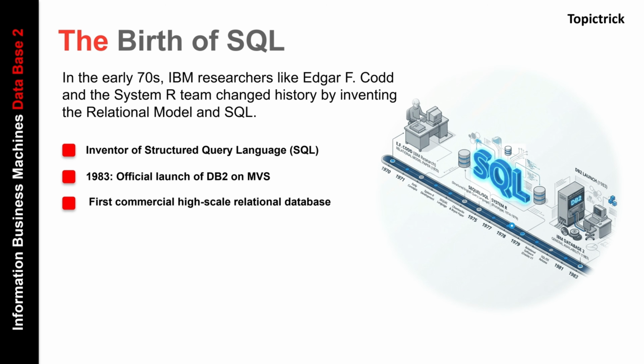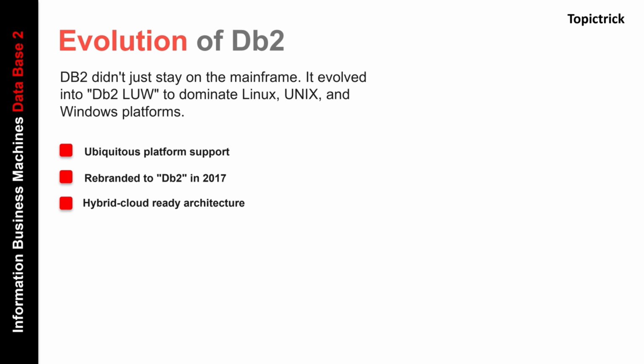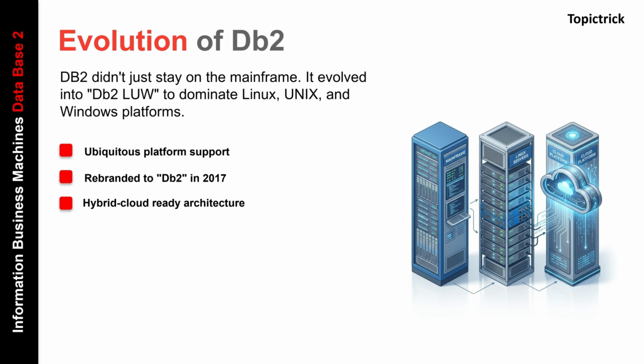IBM's team in San Jose took that idea and ran with it. They started System R, and that is where SQL, or Structured Query Language, was actually invented. Then, in 1983, IBM officially launched Db2, short for IBM Database 2, on its mainframe platform. It was the first time anyone had built a relational system that could truly handle massive, global-scale workloads. Over the next 40 years, Db2 just kept evolving. By the 90s, it moved on to Linux, Unix, and Windows, the version we now call Db2 LUW.